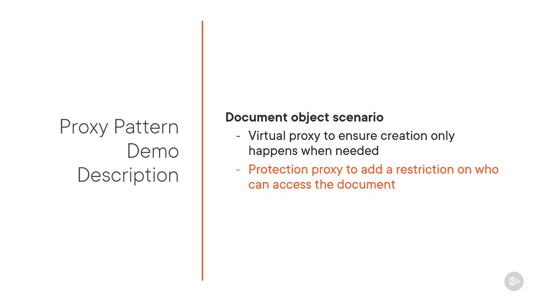And then we'll add a business rule stating that the document can only be viewed by people in the viewer role. We will use a protection proxy for this, and we will chain that with the virtual proxy. Let's implement this.